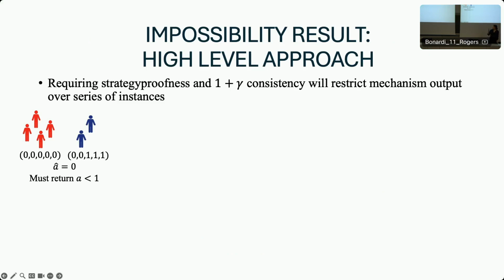And so if we have advice, in this case correct, of 0, we show that in order for this to be 1 plus gamma consistent, we have to return something that's less than 1.